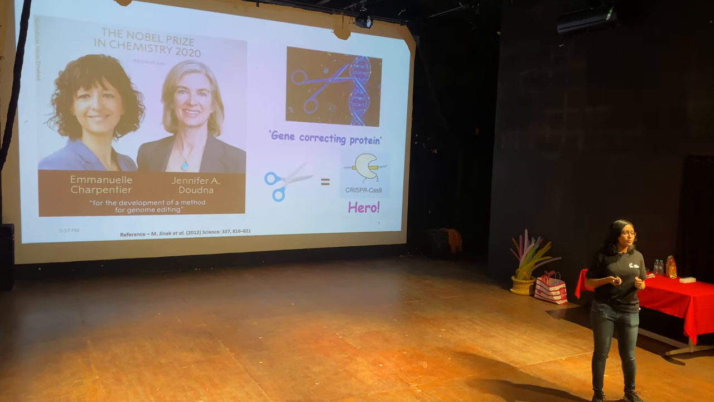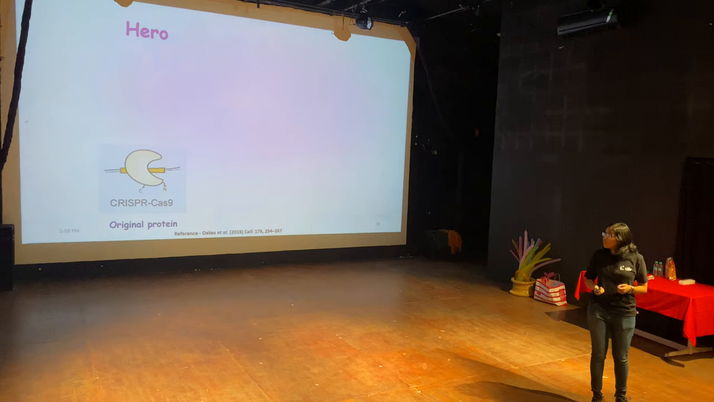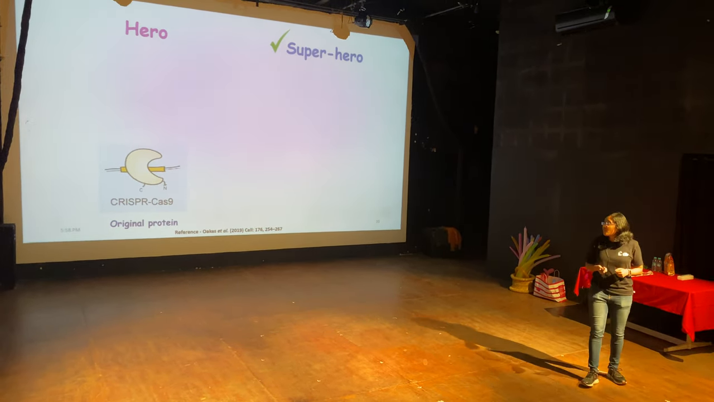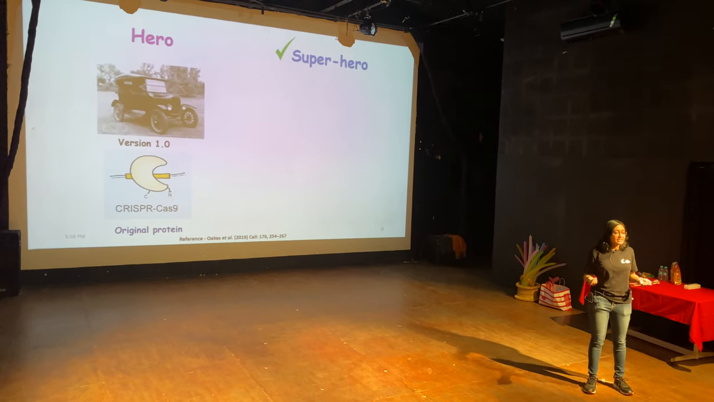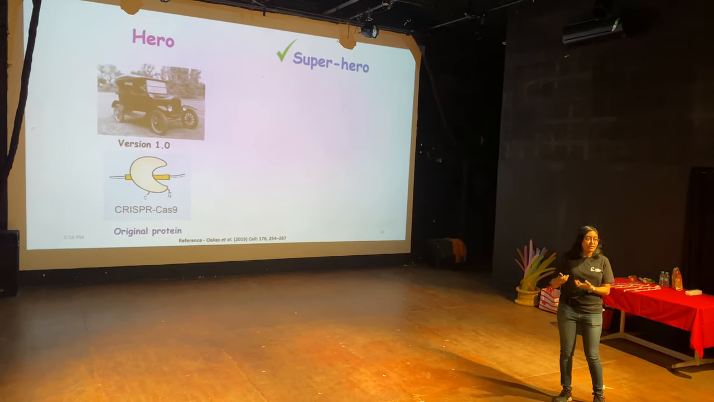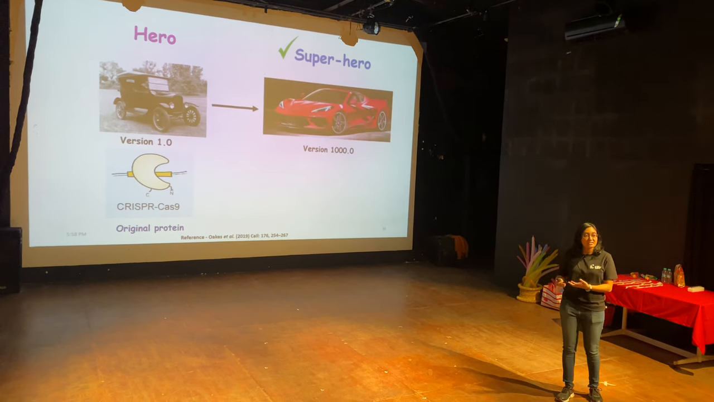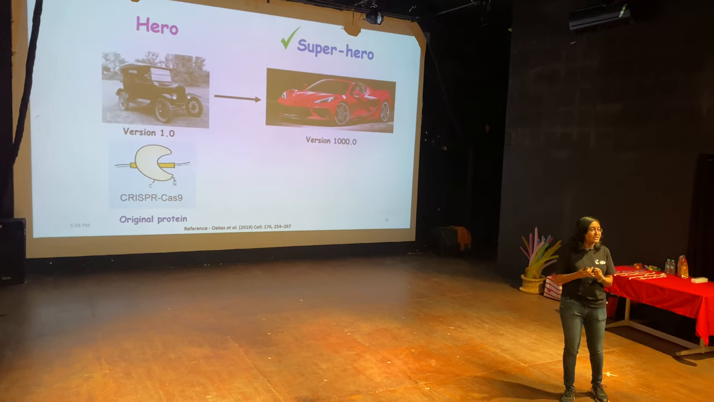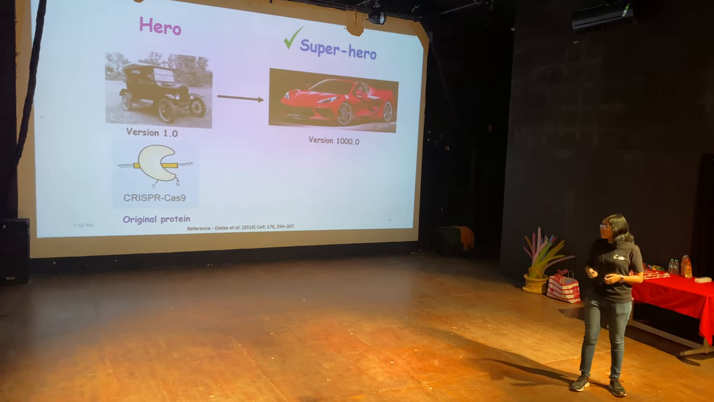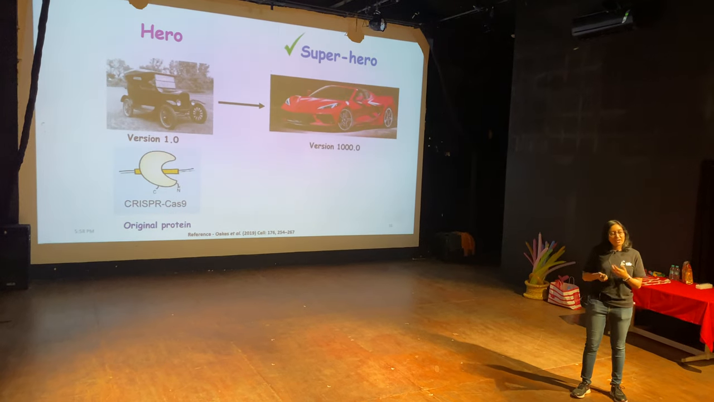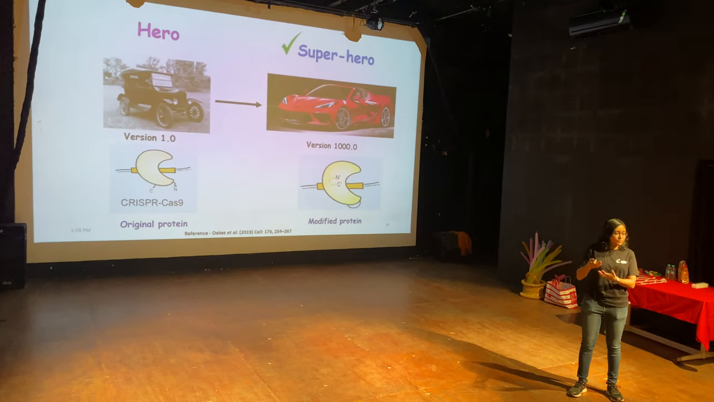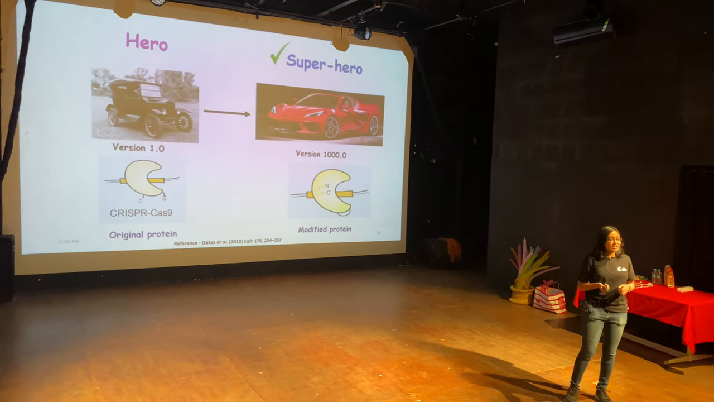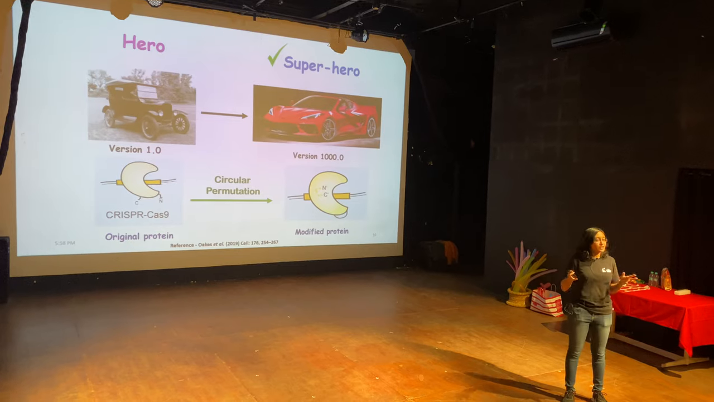But Jennifer Doudna and group thought, why do we want a hero when we can have a superhero? So from this analogy, you have old cars, right? But these cars may not be as efficient and fast as newer cars. So we do have newer cars, right? They are faster, they are more efficient, and they are better. So similarly, we have the original protein. So their group thought, why do we want to use the original protein when we can make a modified protein? So they used a particular process which is called circular permutation.